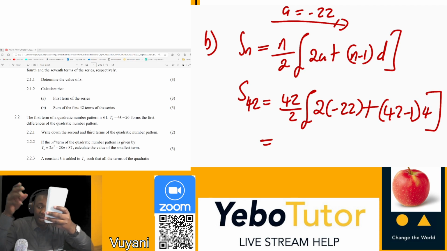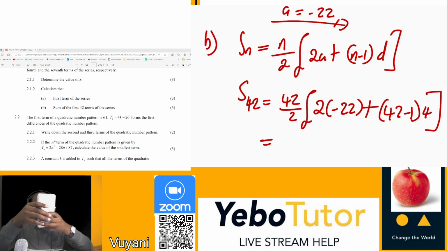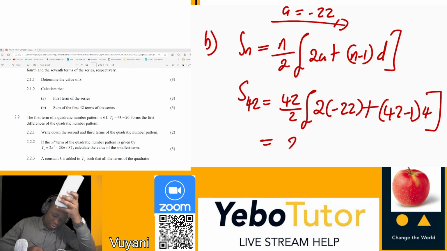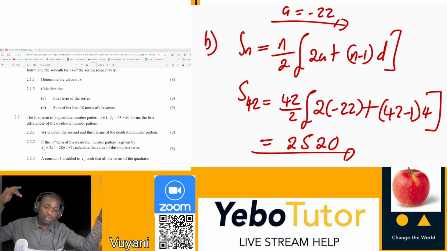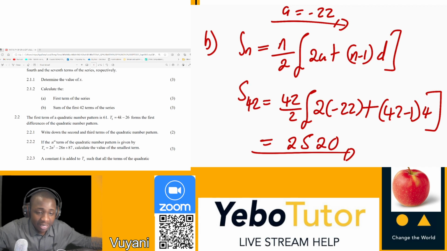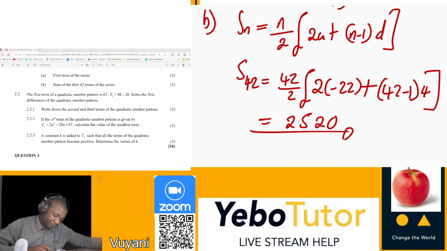So I'm also using mine here. So it's 42 divided by 2, and we know that 42 divided by 2 is just 21. So you can just say 21 multiplied by 2 times negative 22, that's negative 44 there, plus then that will be 43 multiplied by 4 there. Then after that, I'm getting my answer to be 2520. So you use your calculator where you are, then you should be able to get the same answer as I am getting. Now let's look at 2.2 there.